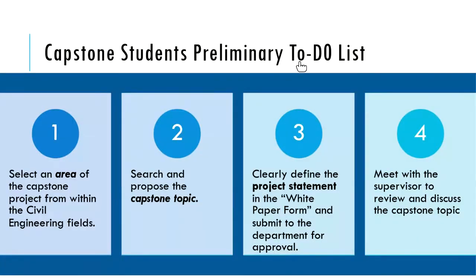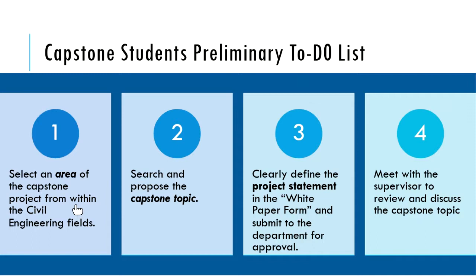So your preliminary to-do list for the capstone, I have summarized in 4 items. Let's look at item number 1 here. You should set an area of the capstone project from within the civil engineering field. So we have structural engineering as a branch in civil engineering. We have geotechnical engineering. We have construction engineering and management. We have transportation and traffic engineering. And we have water resources engineering. So we have 5 branches in the civil engineering department.